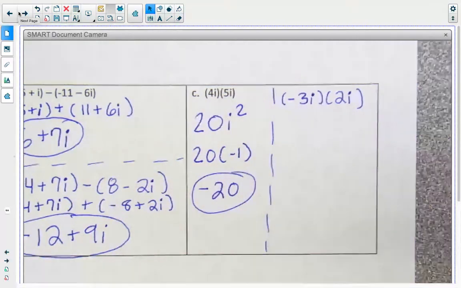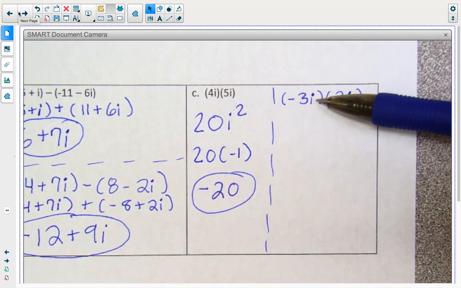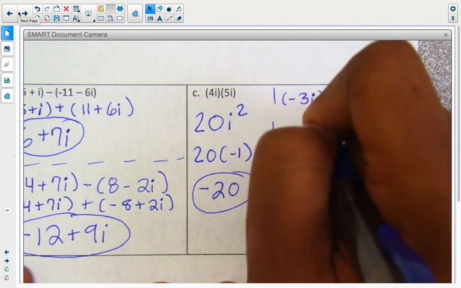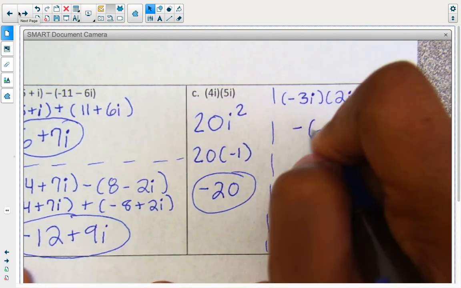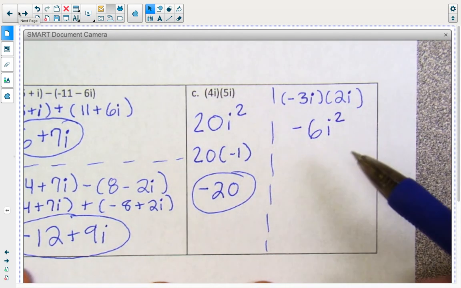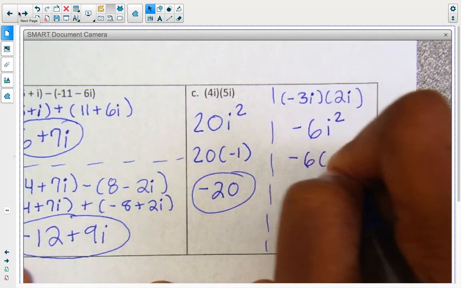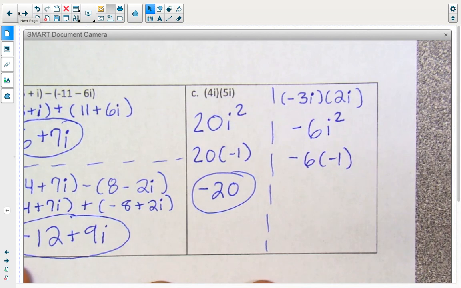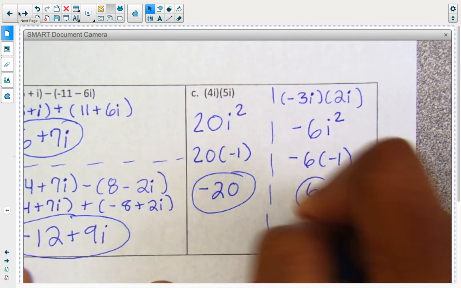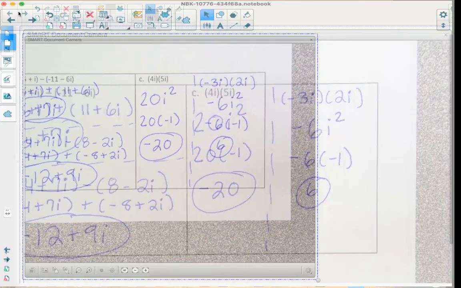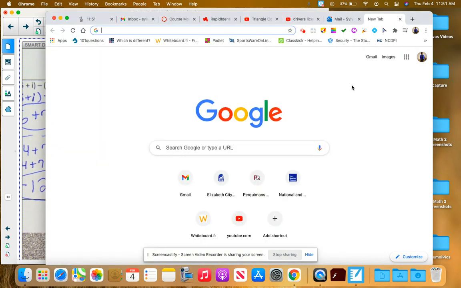And the last problem for this video, I'm going to do -3i times 2i. We're going to multiply our numbers and variables. So -3 times 2 is -6. i times i is i squared. i squared equals -1. Let's make a substitution. And -6 times -1 is 6. So they're not too bad. Hopefully you don't find them too bad. i squared equals -1 and i equals the square root of -1.